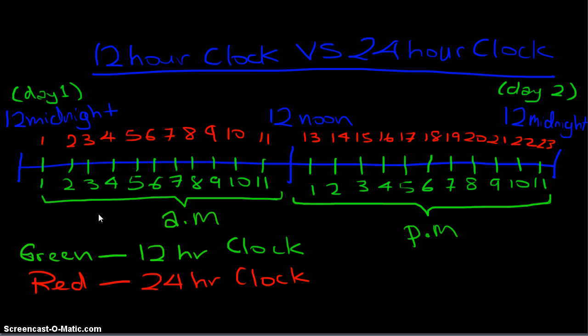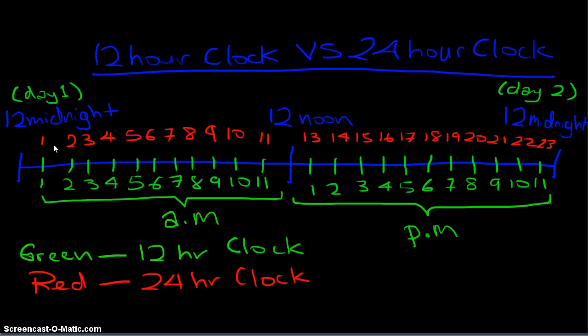So what you can see here is a timeline, and the bottom part indicates the 12-hour clock, which is in green. This 12-hour clock, and the one in red, which is above here, is the 24-hour clock.